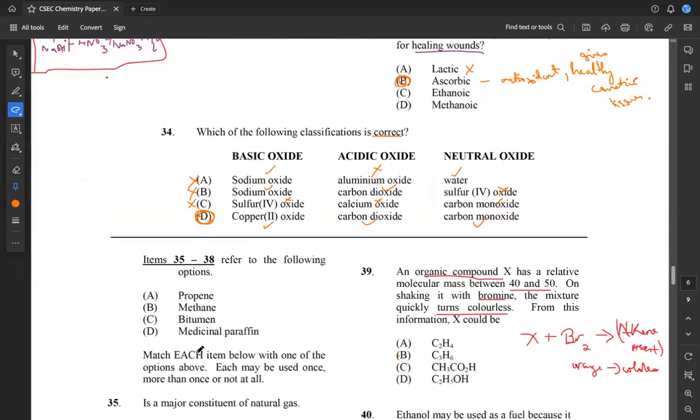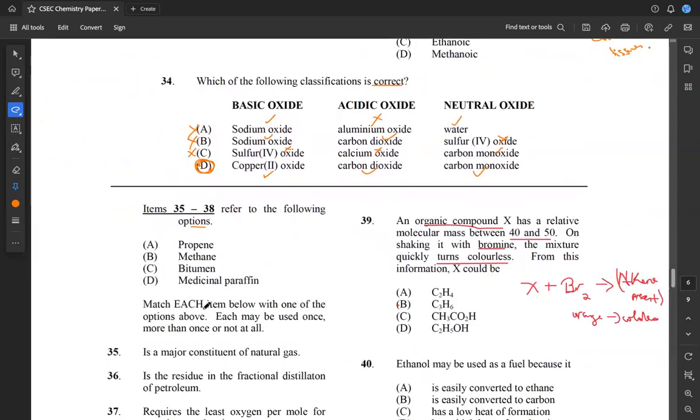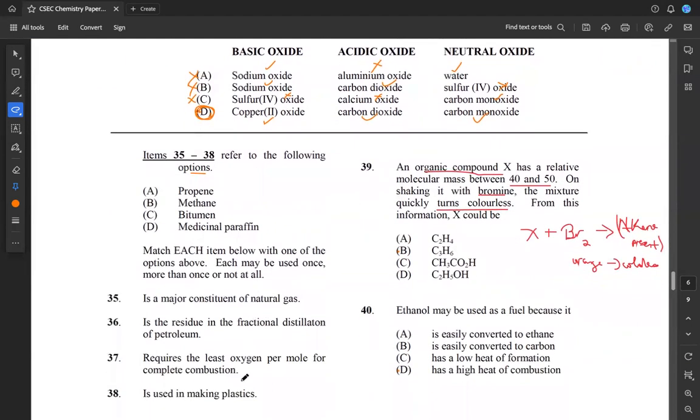All right, so moving down to 35 now. Items 35 to 38 refer to the following options, right? So option A is propene, option B is methane, option C is bitumen, and D is medicinal paraffin. Okay? So they're asking us to match each item below with one of the options above, and they say each may be used once, more than once, or not at all, right?